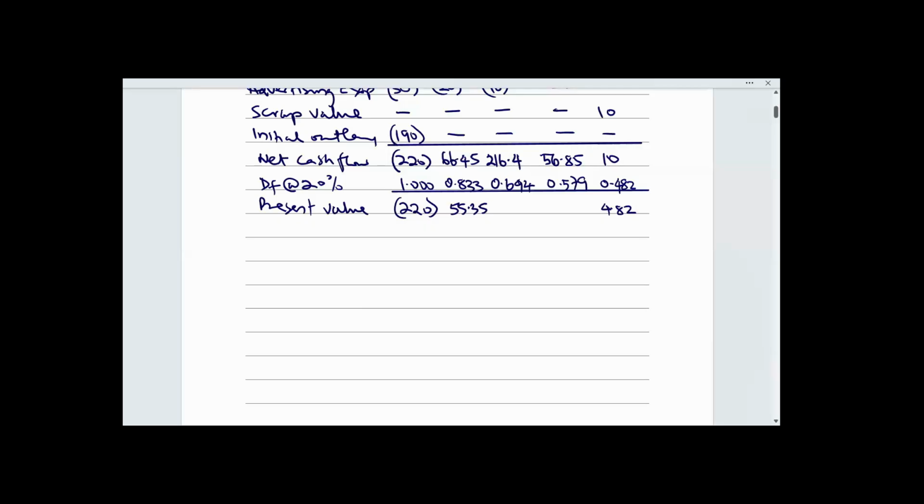Year 2, 150.18. 56.85 multiplied by 0.579 gives 32.92. We then add up the positive present values with the less 220. What's the balance?